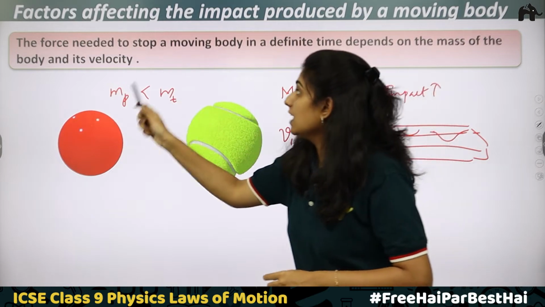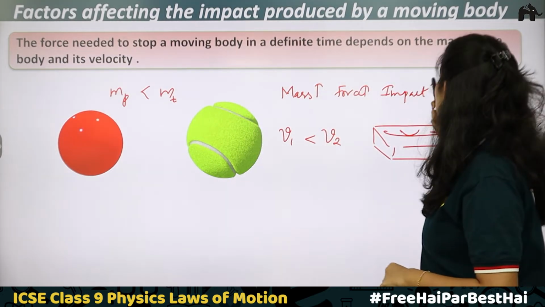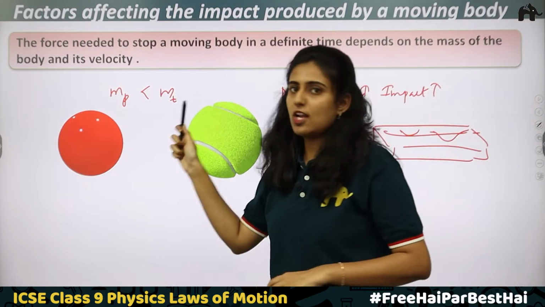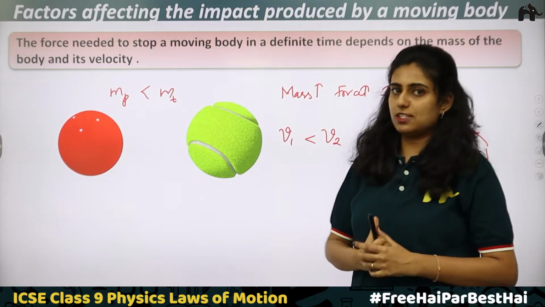So we can say that the force needed to stop a moving body in a definite time depends on the mass of the body and its velocity. Higher mass, more force is required. Higher velocity, more force is required.